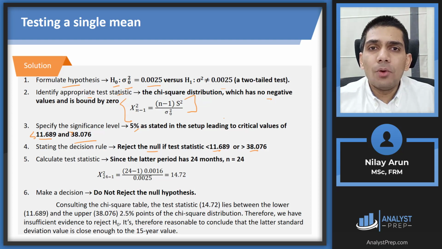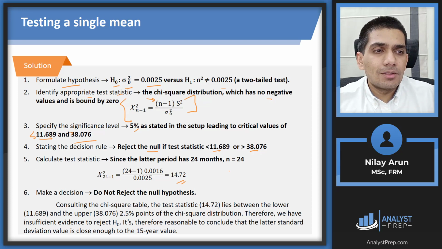So the next step will be to actually calculate the test statistic and see in which region that value lies. So when we calculate this, we put in all the numbers given in the question in this formula. N was 24. Your sample standard deviation was 4%, so we square that. Your population standard deviation was 5%, so we square that in the denominator, and that gives us a value of 14.72. Now 14.72, as you can see, lies between these two values. So it does not lie outside of the range, it is within this range only. That basically means that we cannot reject the null hypothesis.